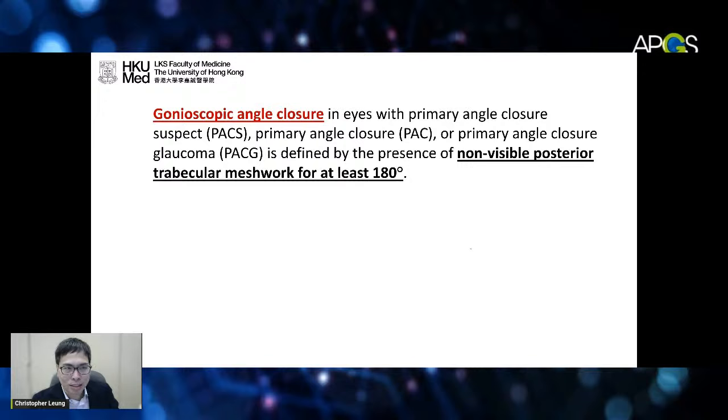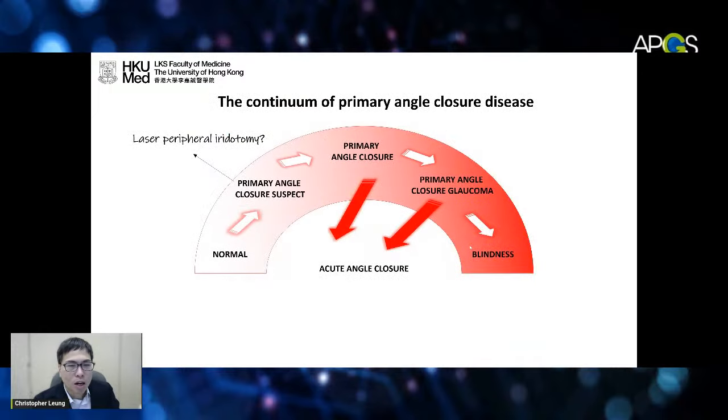And all these entities, PACS, PAC, PACG, rely on this fundamental definition. We have a pretty good idea about how to manage patients with primary angle closure and primary angle closure glaucoma. We typically administer laser peripheral iridotomy for these cases to prevent acute angle closure, and in some cases, we can also reduce intraocular pressure by performing LPI.